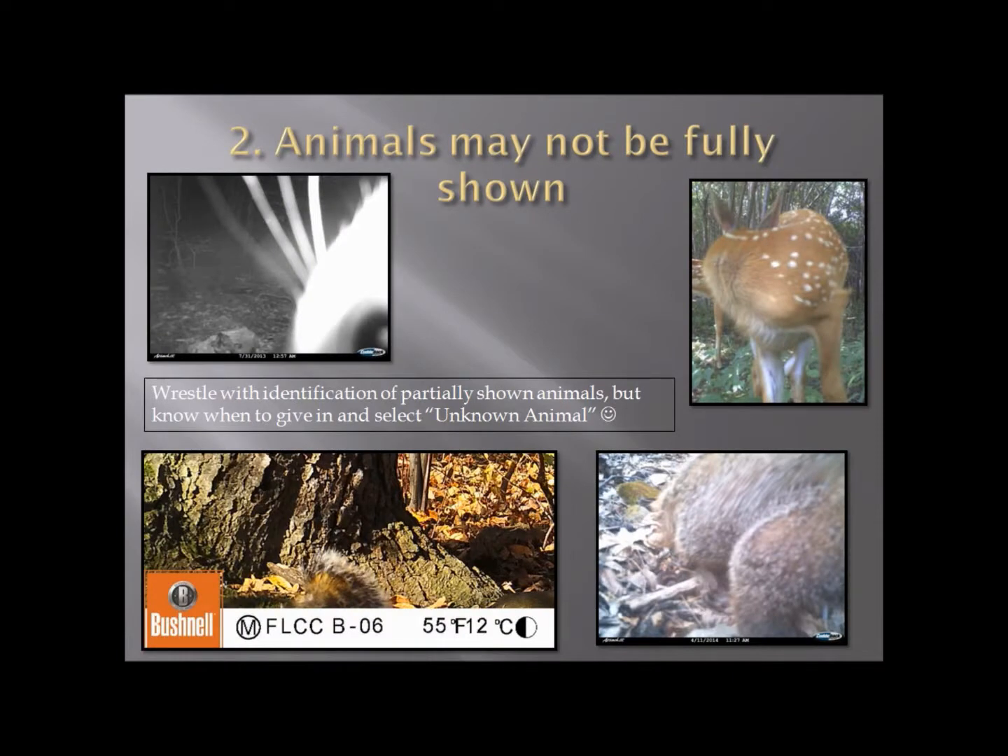We're often faced with images that only show partial animals, but sometimes we can still make an identification. How about this bottom left here? Can you tell that this is the folded over tail of a gray squirrel? How about up here? Did you note both fawns in this photo? I thought those were relatively easy. This one down here in the bottom is a little bit harder.